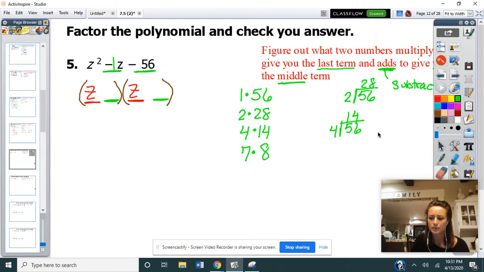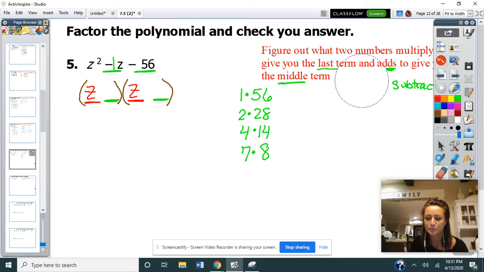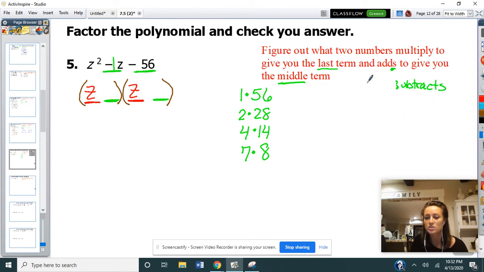I'm going to just erase this real quick. If we try 2 and 28, 2 plus 28 is 30. We don't want 30, we want -1. 28 minus 2 is 26. It's still not even close to 1. So we're going to be looking for the numbers that are close together, and that will give us 1 when we add or subtract.